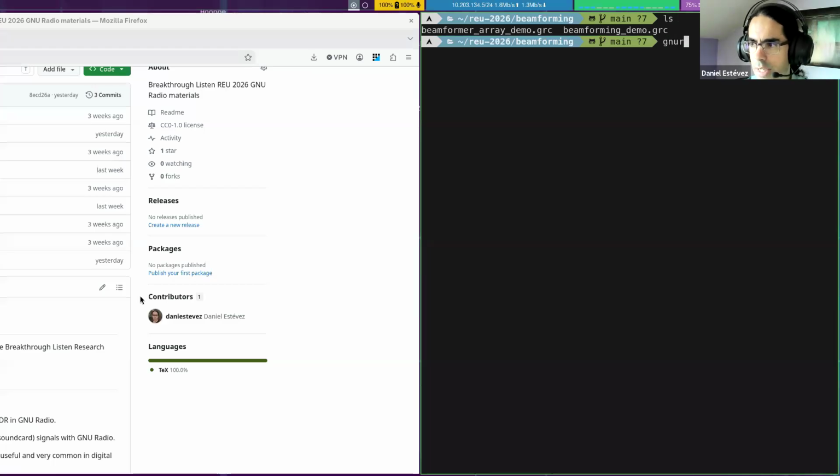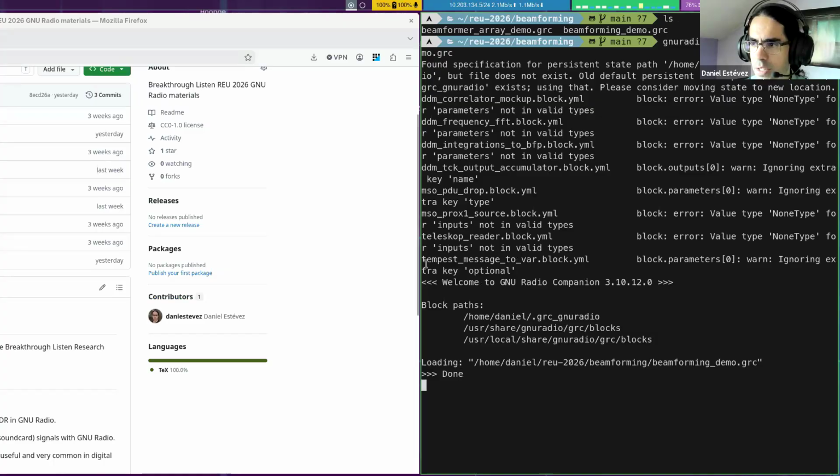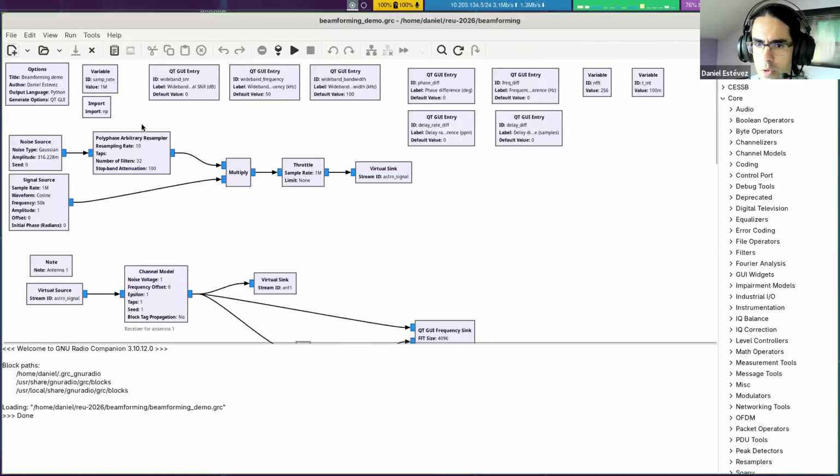So I have my GNU Radio Companion here. What I'm going to do is make this beamforming demo from scratch to explain step by step how it works. But I will keep this on one side to copy, for example, some of these Qt GUI entries so that I don't have to type exactly all the labels and everything.